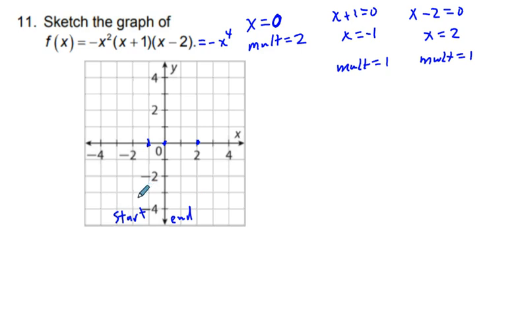So basically you're going to come up here from low to our 0 at -1. Then you ask yourself, what is the multiplicity? 1. That means we cross the x-axis. Then we're going to come down here to this 0 here. And what is the multiplicity of the x equals 0, 0? It is 2. So we're going to bounce here. Then we're going to come up here and hit our last 0 at x equals 2. And is this an odd or even number multiplicity? It's an odd number multiplicity, so we're going to cross the x-axis.